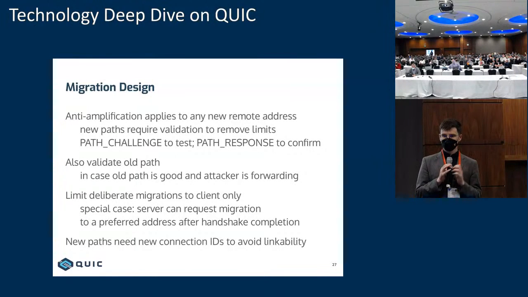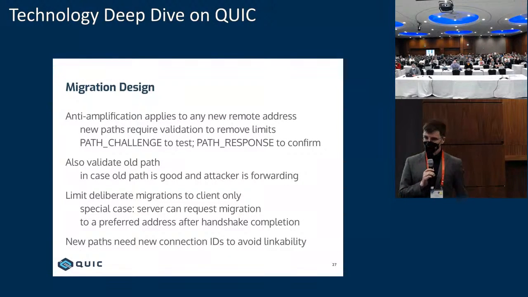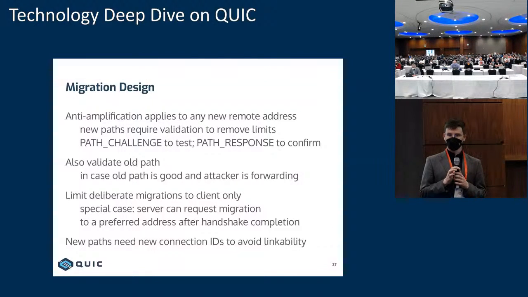Having this very simple 3 times anti-amplification rule applies to all addresses. It's pretty straightforward to apply. You need to validate all paths before you speak on them. And simplifying to the client only means that we don't end up with complications in the protocol state machine where both sides decide to migrate at the same time, which doesn't really work very well. And then that leads into a whole set of other design problems where we use connection IDs on different paths, but I haven't spoken about connection IDs and probably shouldn't because I don't have time. Next.